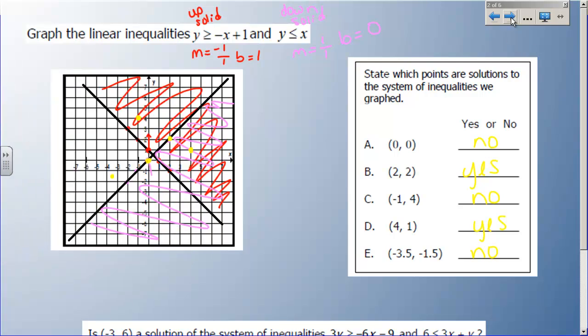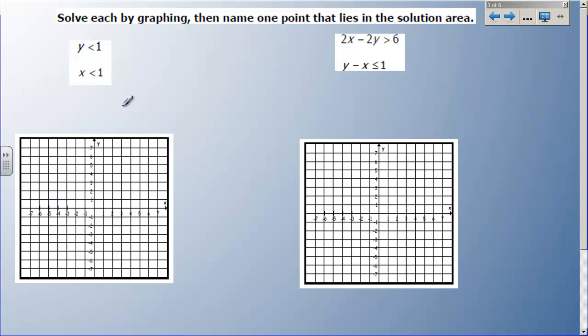Alrighty, so let's do a couple more. We're going to graph these two. I think on the one that I post on Edline, there are 3 inequalities. We're going to do the first one and the last one. You can try the one in the middle if you want afterwards, but I'm just going to do 2. So we're going to solve by graphing, and then we're going to name a point that lies in the solution area. So I have 2 lines here.